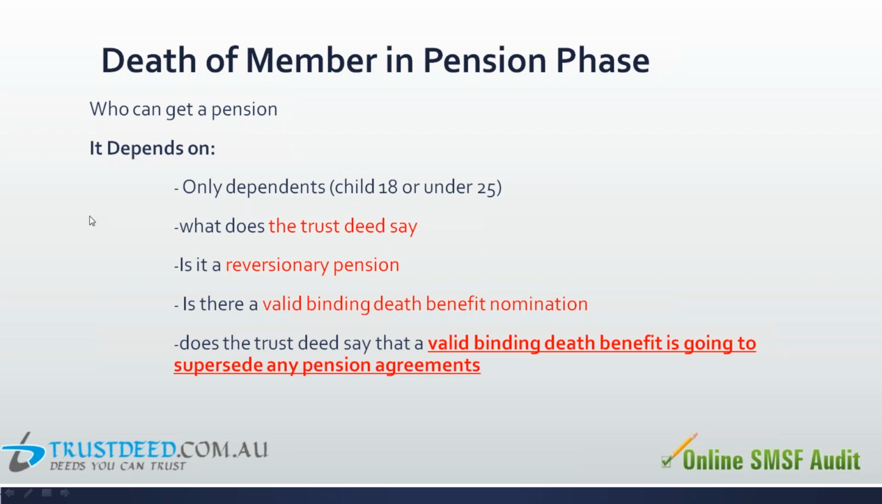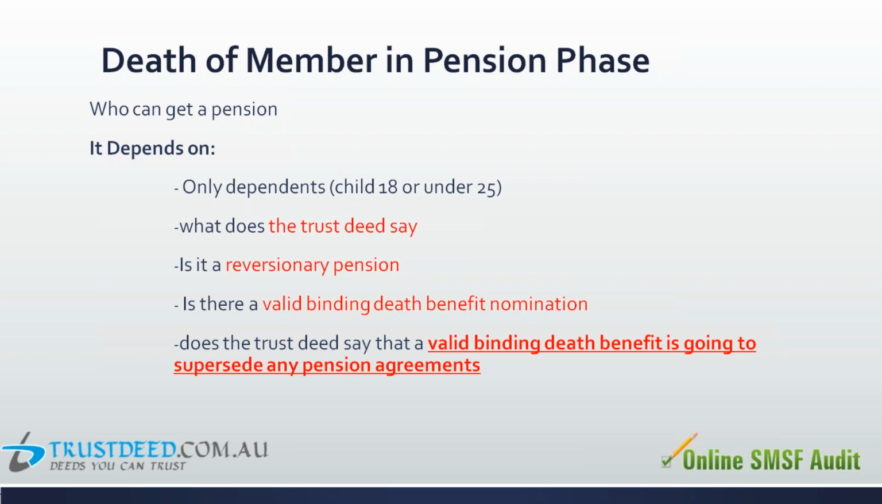I've seen some trust deeds that are very strangely worded, and they sometimes say it doesn't matter whether the person is on pension or not, just follow the binding death nomination. And the trustee has no choice, because the person could be on pension and that pension could be a reversionary pension. But because the trust deed says, look at the binding death nomination, then the trustee has no choice.